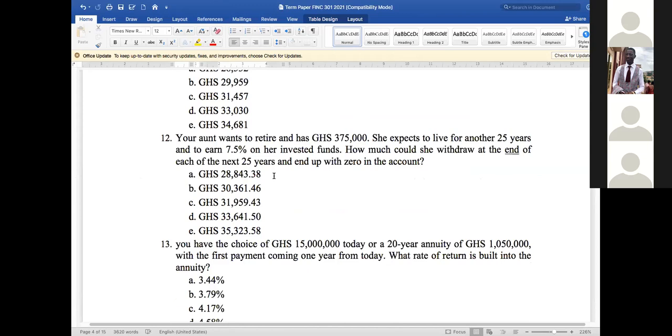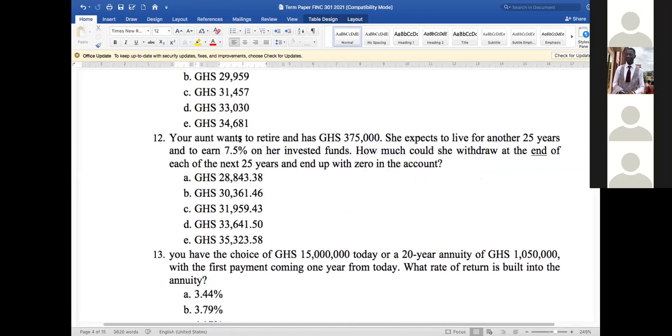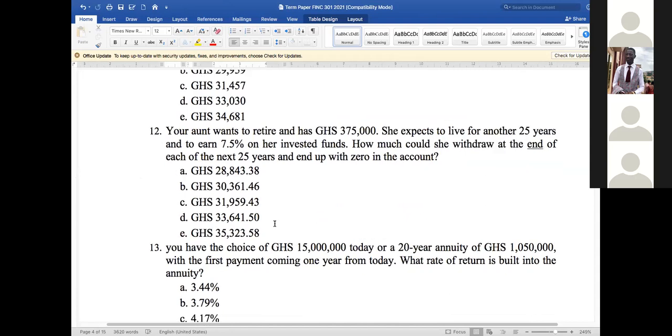Yes, question 12. Your aunt wants to retire and has 375,000. She expects to live for another 25 years and to earn 7.5% on her invested funds. How much could she withdraw at the end of each of the next 25 years, and the account will go to zero? I mean, if you withdraw everything, it goes to zero, so no problem with that. So, solve that.